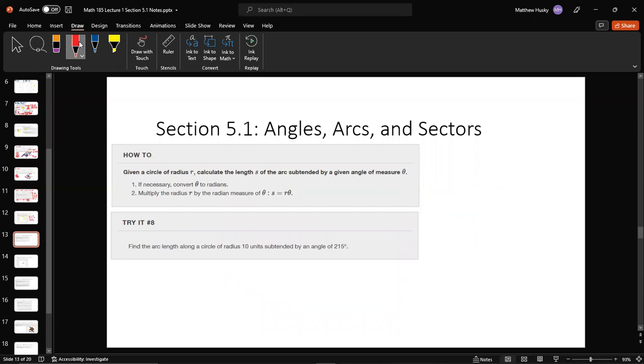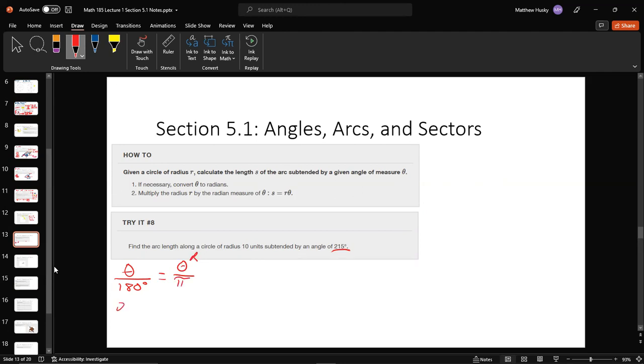So given a circle of radius r, you calculate the length of S. If you need to, convert the angle to radians first and then multiply it by the radius, and that will give you the length of the arc. So in this example, they say it's a 215-degree angle. Remember that we have our conversion here. We're going to do theta over 180 is equivalent to theta r over pi.